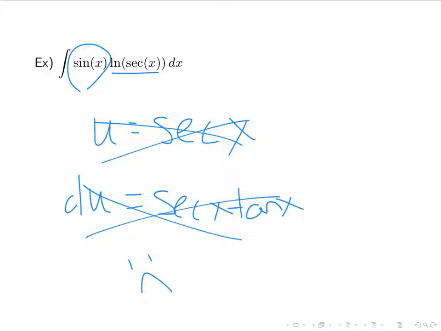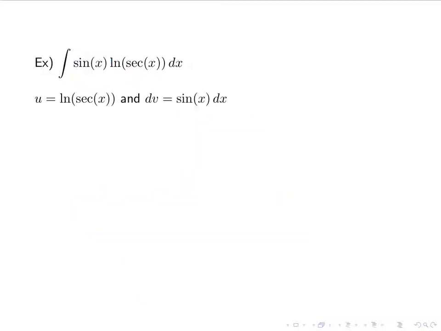And again, the first thing I want to look at for u's is a log, which is what I have. So u is going to be my log. And dv will be what's left. So u is ln of secant of x. dv is sine of x. Remember, this is a product rule. So it's not that u is ln and dv is secant. Secant's part of ln. That's one factor. So u is ln of secant of x. dv is sine of x dx.